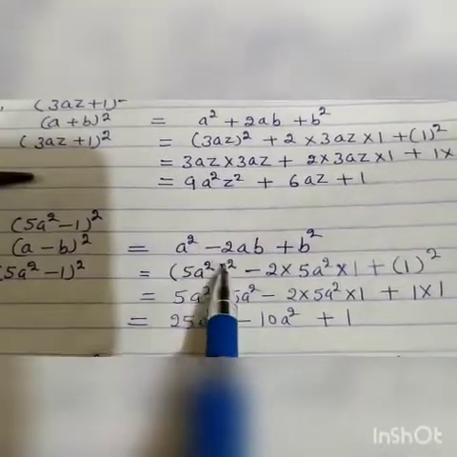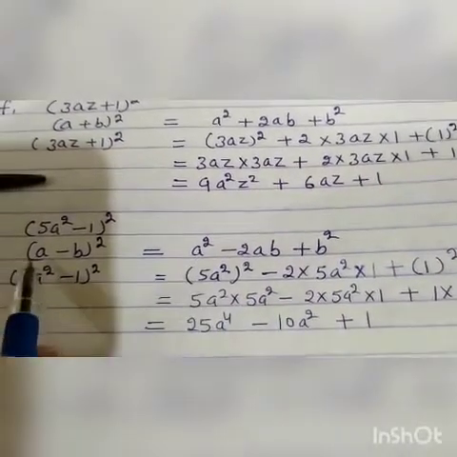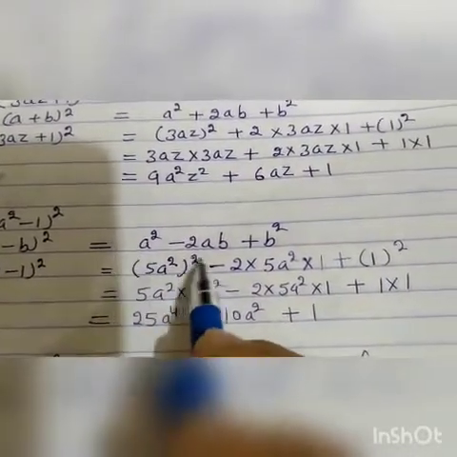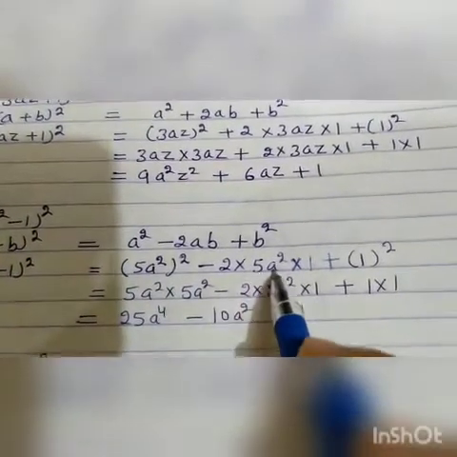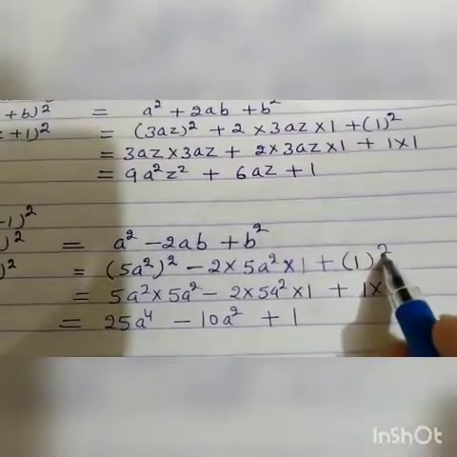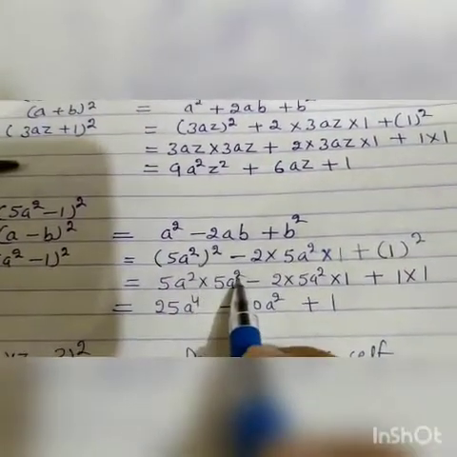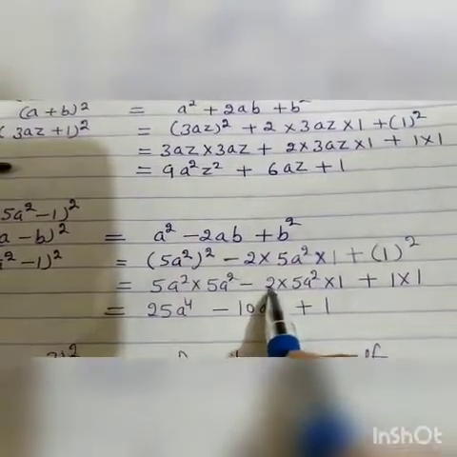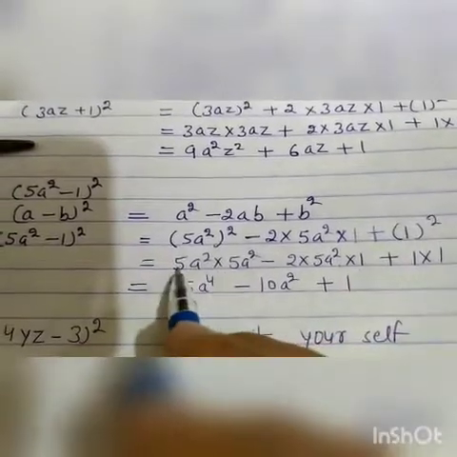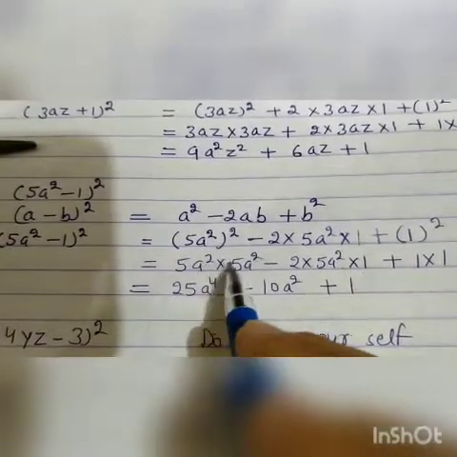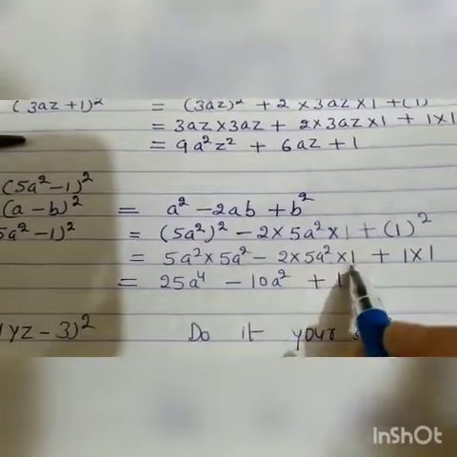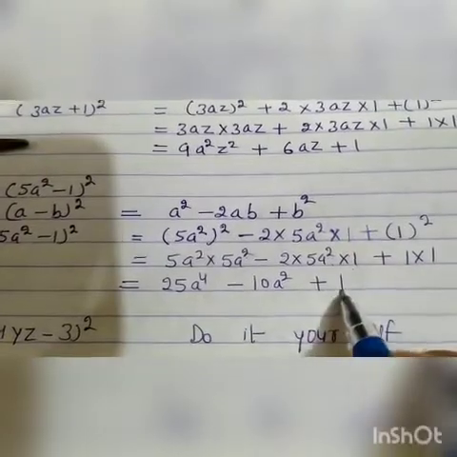This square is this one, and in place of a, what is the first term? First term is 5a square. So (5a square) whole square minus 2 multiply first term 5a square multiply second term 1 plus second term whole square, 1 square. 5a square multiply 5a square, because it is a square, minus 2 multiply 5a square multiply 1 plus 1 multiply 1. So 5 fives are 25, a square multiply a square is a power 4, minus 2 fives are 10, 10 ones are 10, 10a square plus 1 one is 1.